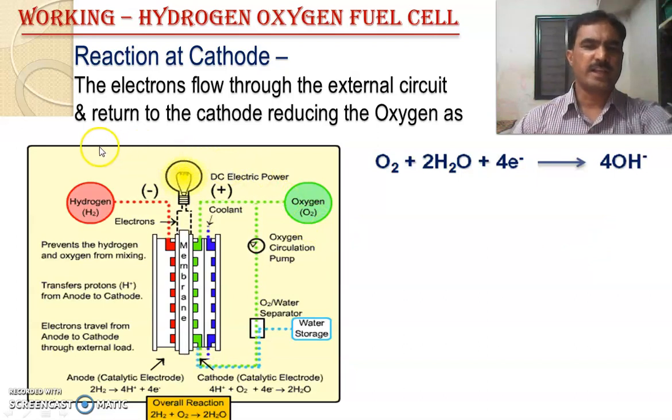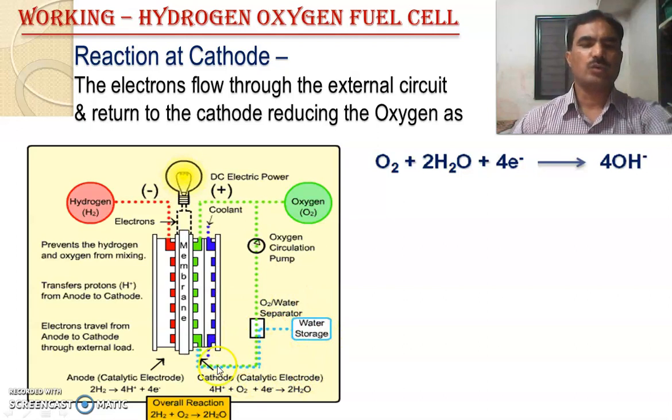Again, we can understand it with the help of this animation. Now, there is a continuous supply of hydrogen to the anode. The membrane prevents the hydrogen and oxygen from mixing and transfers protons from anode to cathode. Electrons travel from anode to cathode through the external circuit and load. The chemical reaction that takes place at anode is loss of electron. That is called the oxidation half chemical reaction. Similarly, the electrons are gained by the oxygen.